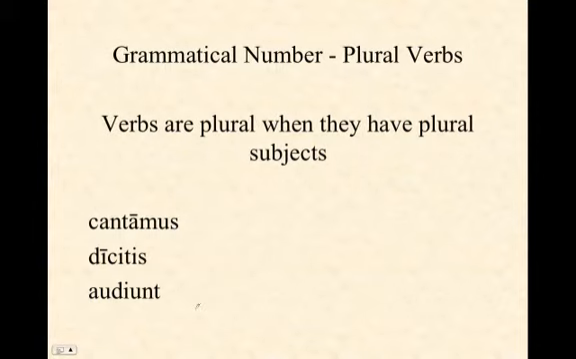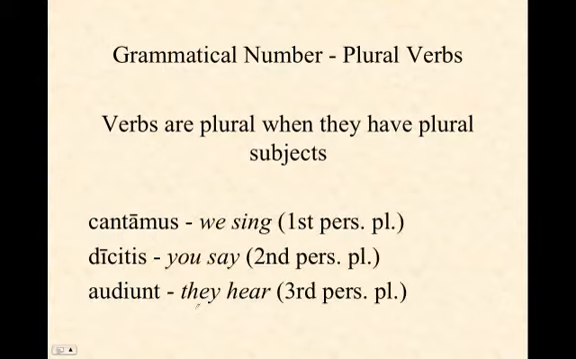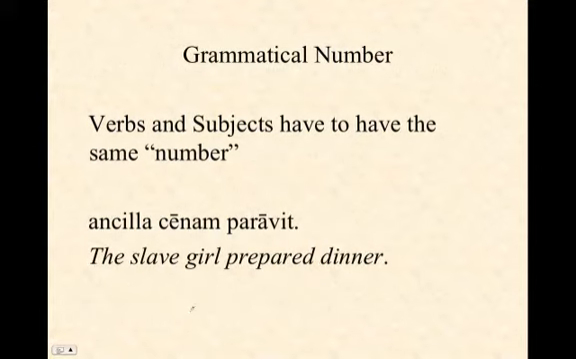Plural verbs are plural because they have plural subjects. We is a plural. You plural, meaning more than one of you, and they is a plural. And so we also use that concept of grammatical number with verbs.